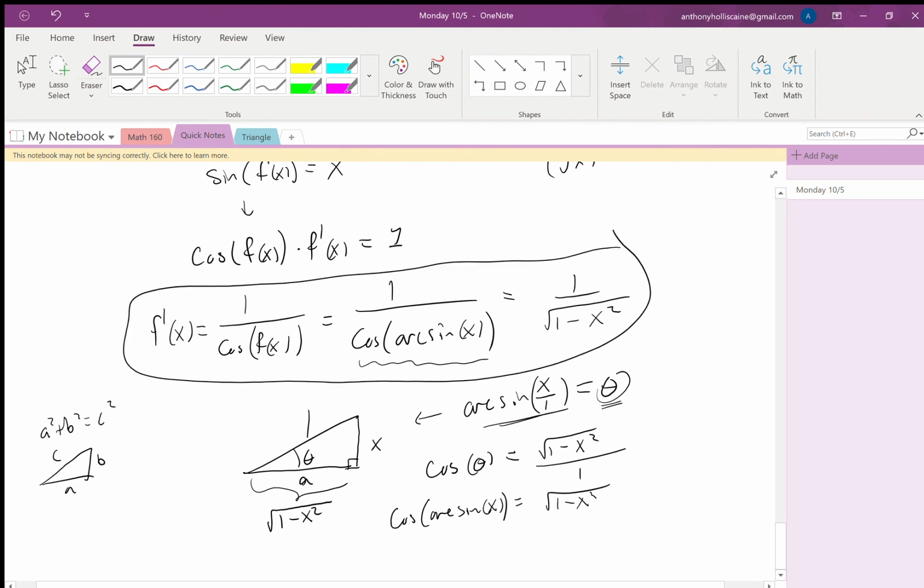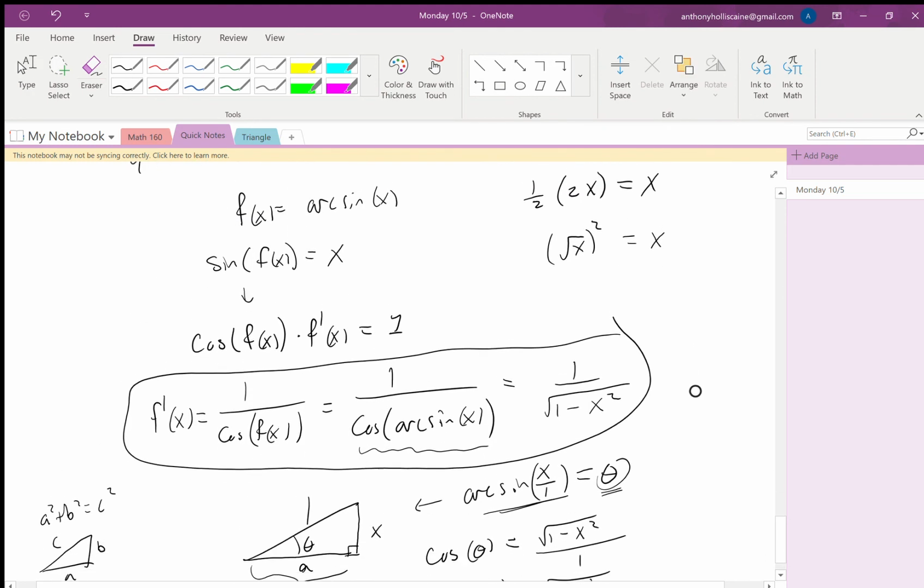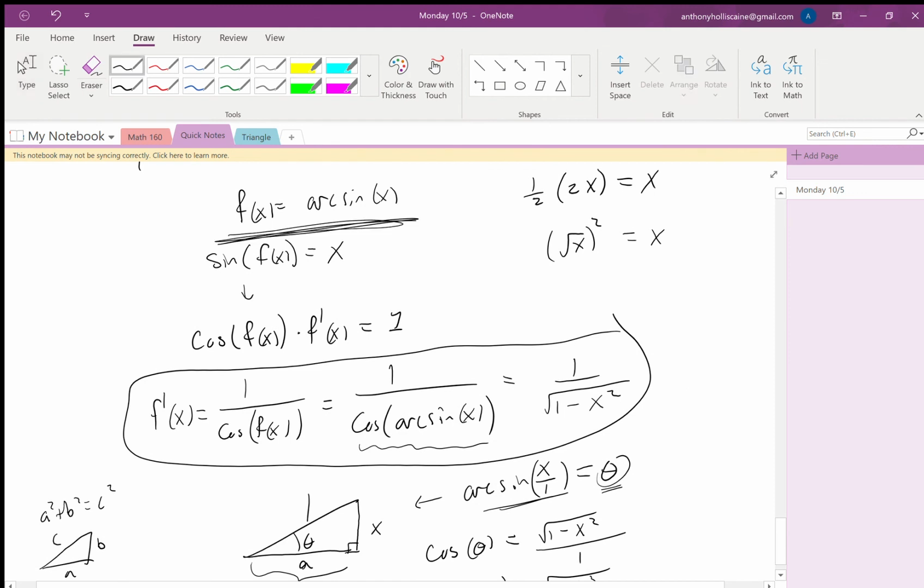Okay, now we have something. If f of x is arc sine of x, then f prime of x is 1 over 1 minus, I'm sorry, the square root. You see what I mean. 1 over the square root of 1 minus x squared.